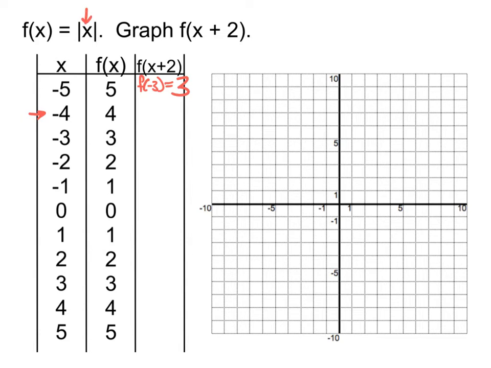And then I do the absolute value of the negative 2. And the absolute value of negative 2 is 2, because the absolute value makes whatever it is positive. And notice, before I take the absolute value, I actually have to do the addition.